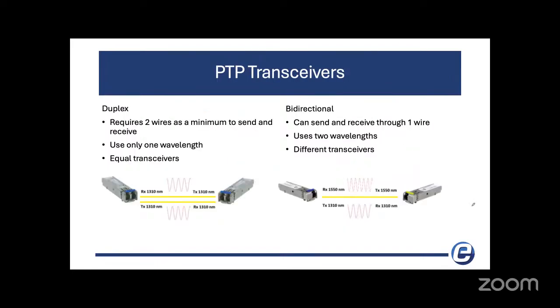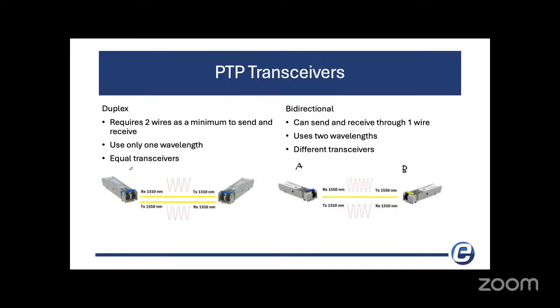Right. So there's a difference between the SFPs. You have duplex, you have bidirectional, and you also have simplex. Duplex requires 2 wires at a minimum to send and receive. Bidirectional lets you send and receive through one wire at the same time using different wavelengths, but you need different transceivers. This one's usually transceiver A, and this one's transceiver B, and they're color coded.